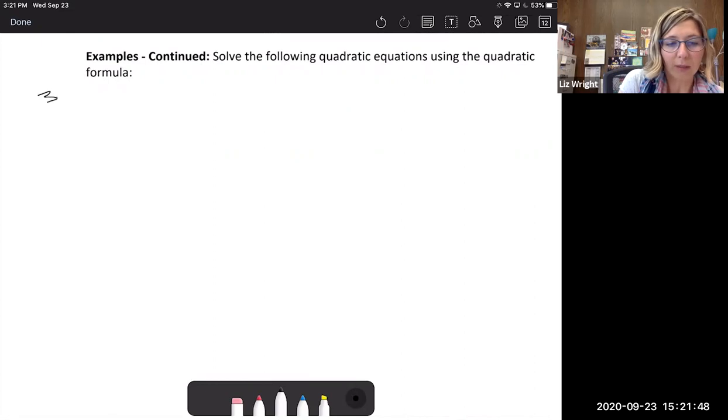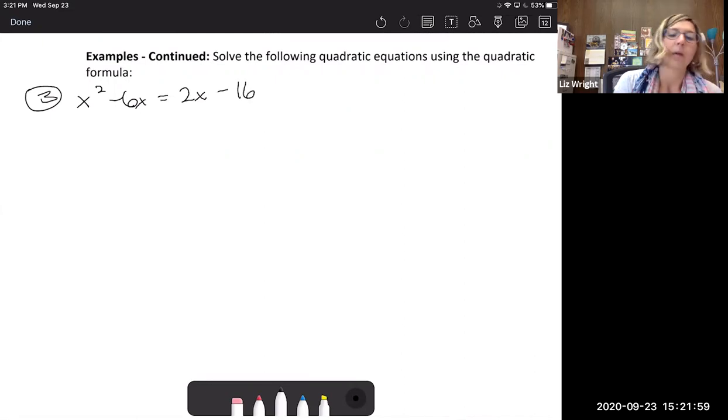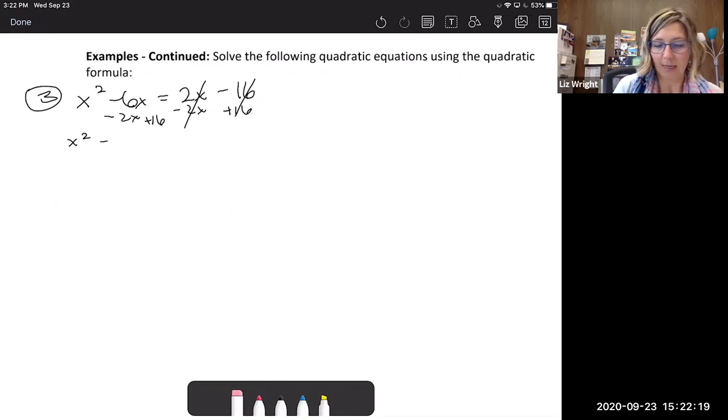So number 3 is going to be x squared minus 6x equals 2x minus 16. So again, put that in standard form. I'm going to bring the 2x over, add the 16 over. So then these are going away. And now I've got x squared minus 8x plus 16 equals 0. This one's also factorable if you're a factoring wizard.